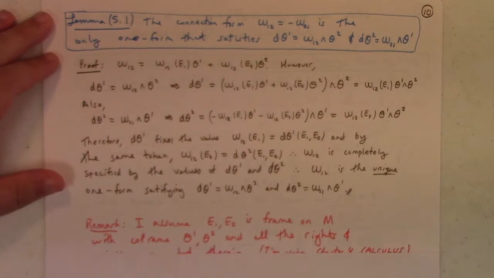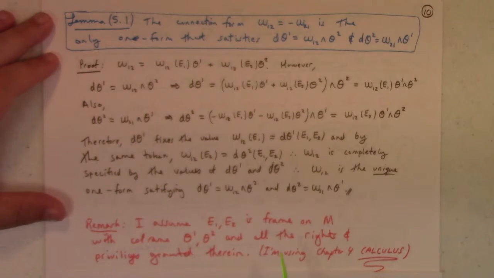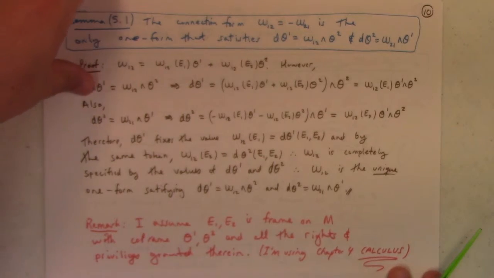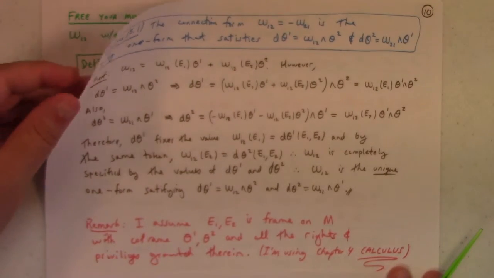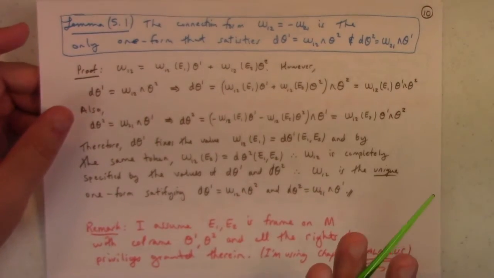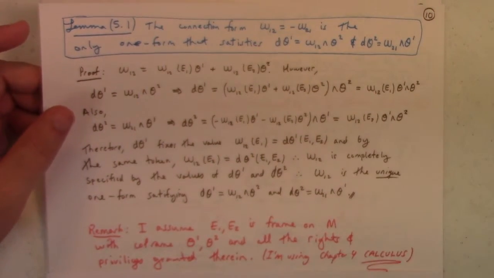All right, now I should again mention, I assume E1, E2 is a frame on M, which means orthonormal frame. So there's some notion of orthonormality which we're assuming, with coframe theta 1, theta 2, and all the rights and privileges granted therein. In other words, I'm using chapter 4's calculus. But I have not used the shape operator or the unit normal. That much is true. All right?